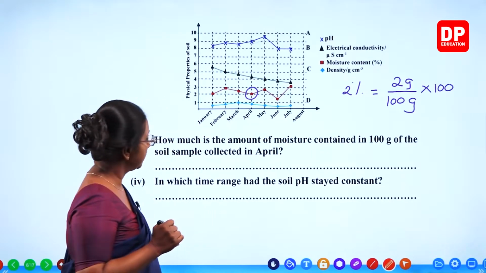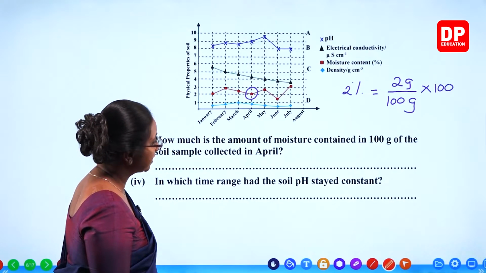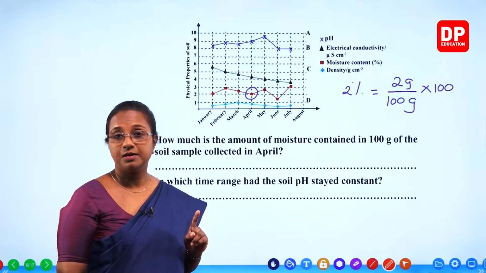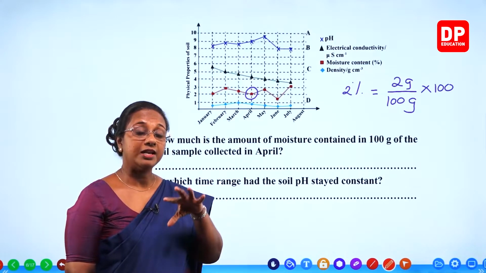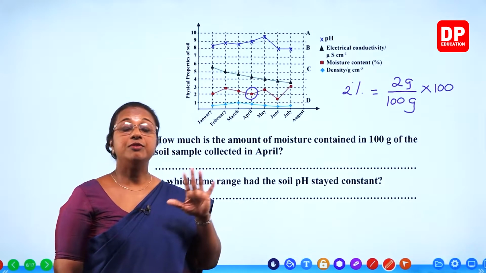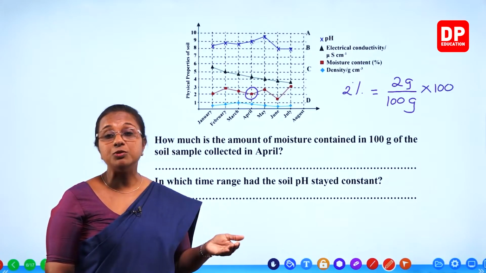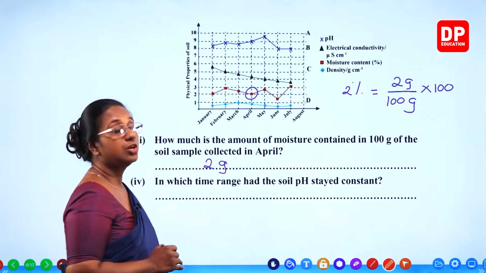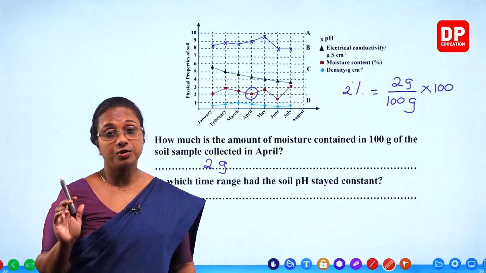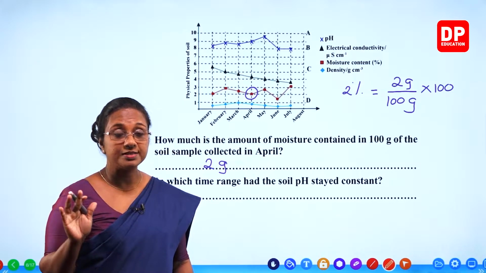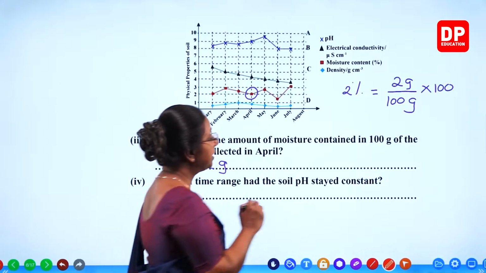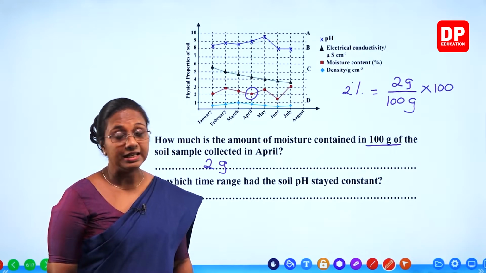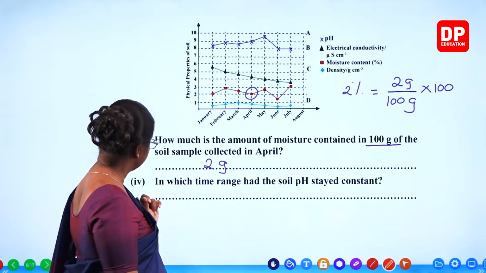So here the question is, how much is the amount of moisture contained in 100 gram of the soil sample collected in April? So when it is 2%, if you get 100 parts, there will be 2. So if you take 100 grams, there will be 2 grams of moisture. So when you write the answer, you have to write it as 2 grams. That is very important. Don't just write 2 or 2%. It has to be 2 grams because the question is in 100 gram of the soil sample. Is that clear, students? So then, the fourth one.